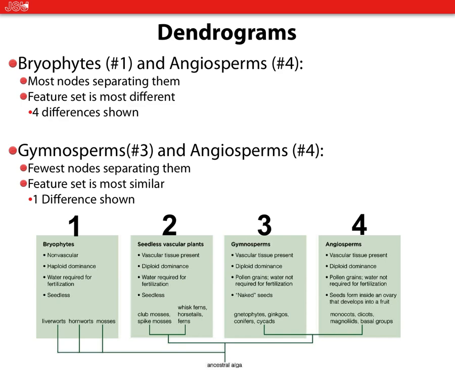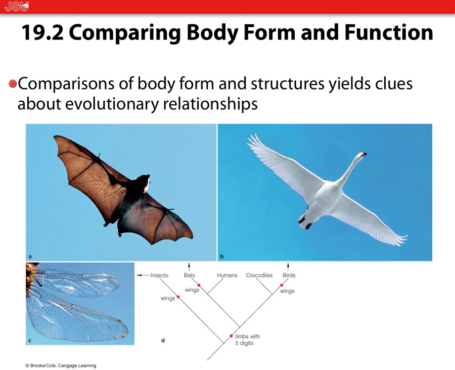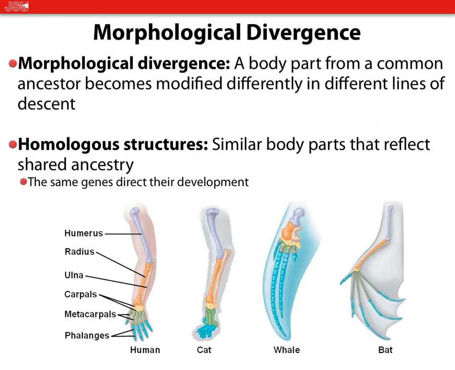Now let's talk about comparing body parts. New topic, new discussion here. We now want to look at comparing body parts, wings, arms, bones. Because this tells us also something about an evolutionary relationship. Okay, so the first thing we're going to talk about is morphological divergence. And again, what's the major point here? What's the take home here?